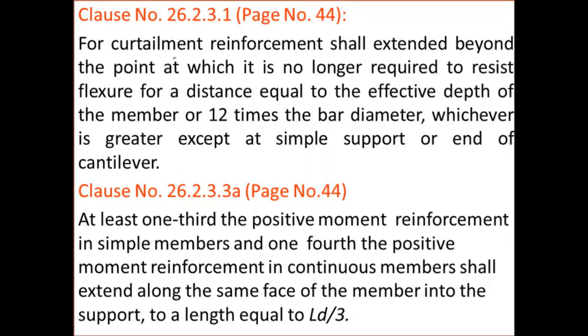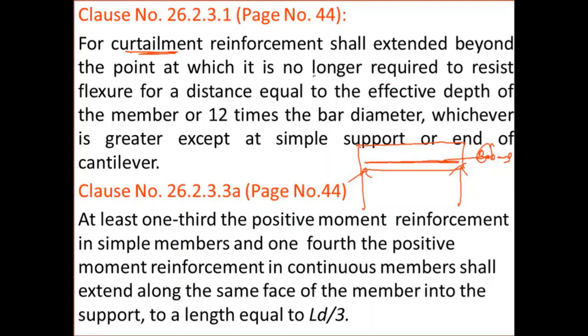Next one is for curtailment. You know that whatever the main reinforcement is there, that can be curtailed in the beam. Suppose this is the beam. You are placing some 3 or 4 bars here, or else you are providing some 6 bars. All the 6 bars you need not place throughout the beam like this. Instead, you can do the curtailment.